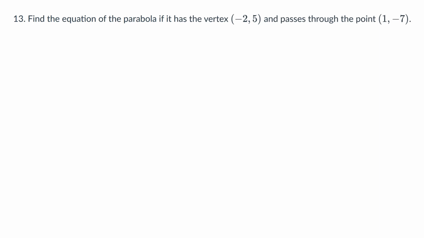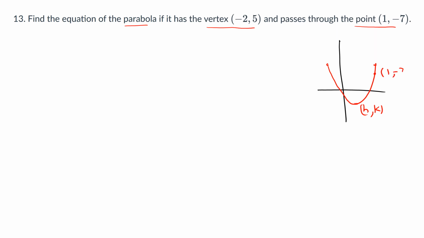So it says to find the equation of the parabola if the vertex is given and also one point is given. So if you know the vertex and a point, let's just draw some random parabola. So it's like that. It says the vertex is given, that means h, k is given, and also one point is given. So it's going to pass through 1, -7.